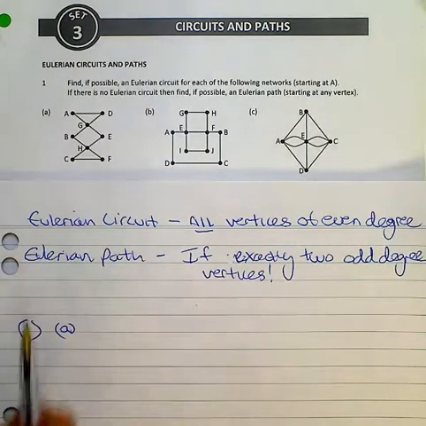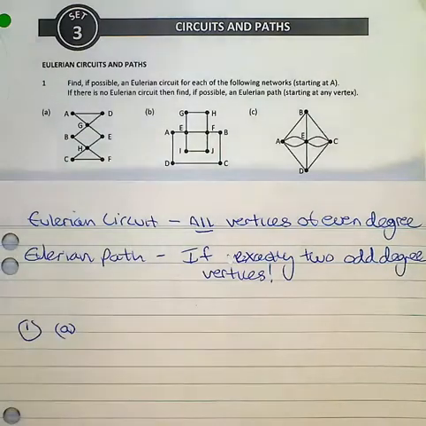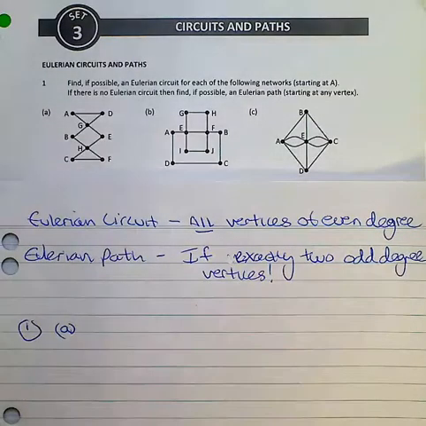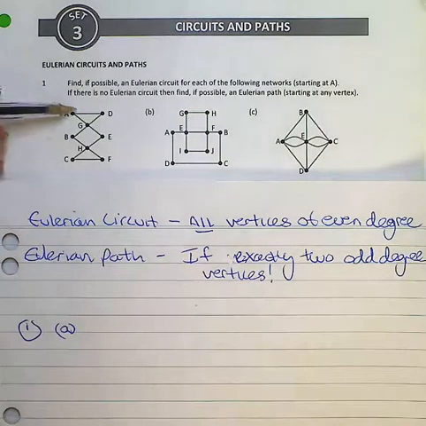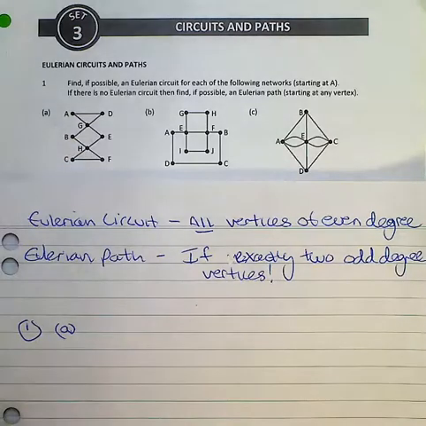An Eulerian path exists if exactly two odd degree vertices exist. Now, in question number 1, you're asked to determine whether an Eulerian circuit exists. If none exists, then find an Eulerian path. Looking at 1a, quick check sees that all the vertices are of an even degree, either 4 in the case of G and H or 2 in the other cases.